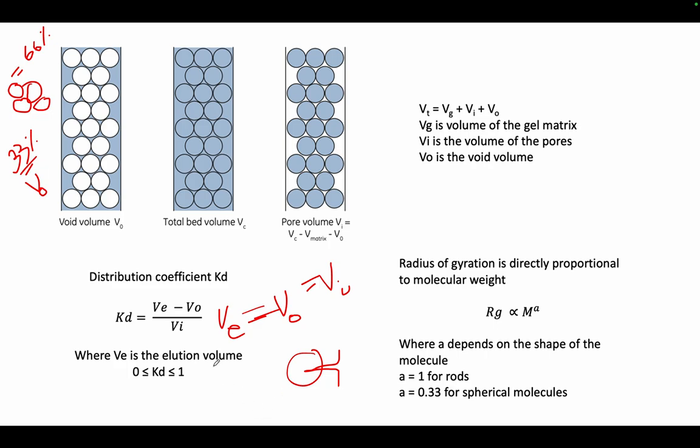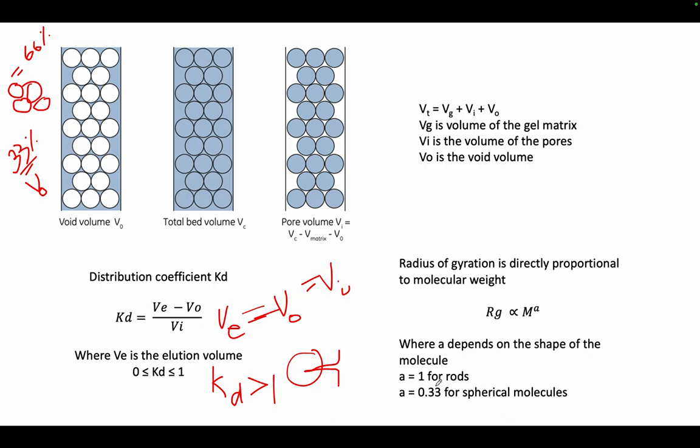If I have a KD which is greater than 1, this should not be possible in size exclusion chromatography. KD greater than 1 means there's some other kind of interaction going on between your protein and your column. Maybe your protein is getting adsorbed on the column, or maybe it's interacting with the solid phase in some other way. That is the only way in which KD can be greater than 1.